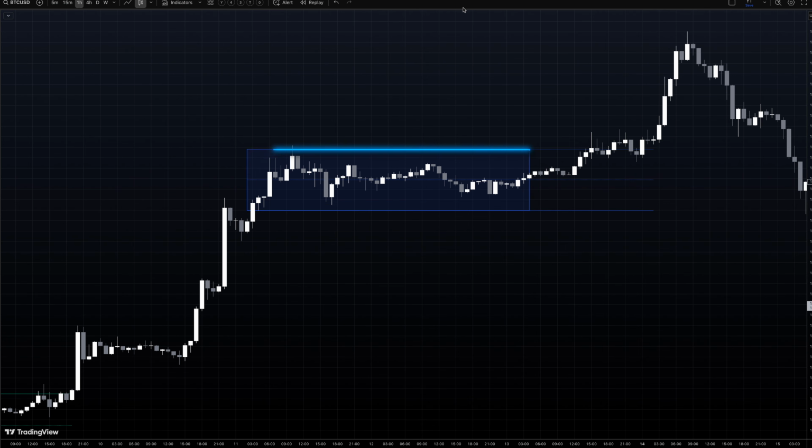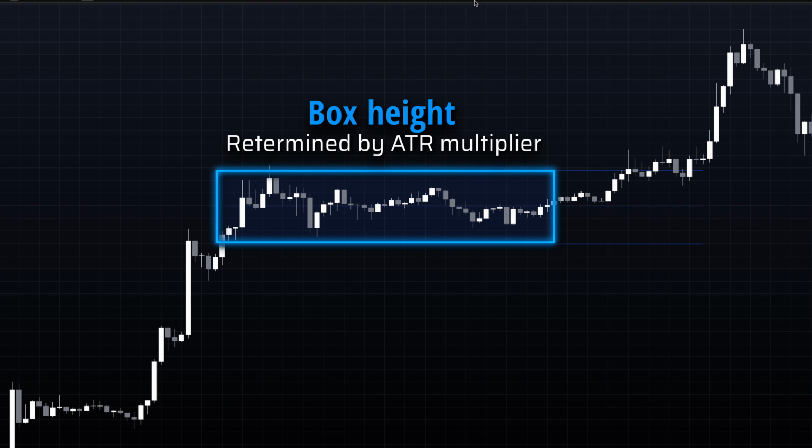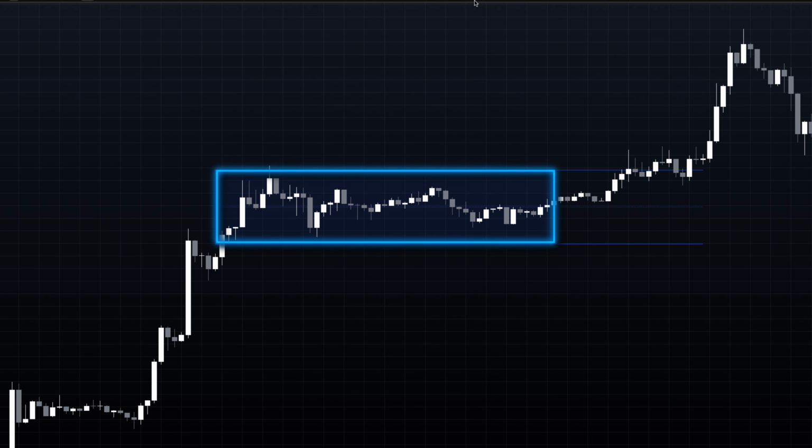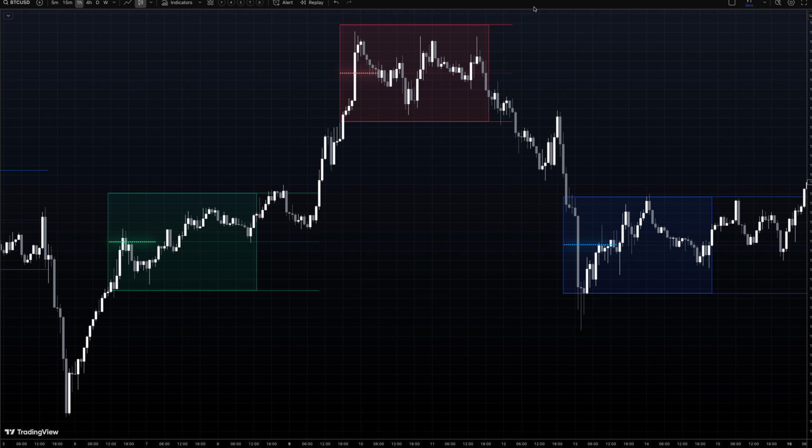moves. The visualization system draws rectangular boxes spanning the consolidation period with upper and lower boundaries set by adding and subtracting the ATR multiplier from the weighted average. These boxes extend in real time as consolidation continues, providing dynamic support and resistance levels. The middle dotted line represents the weighted average center.